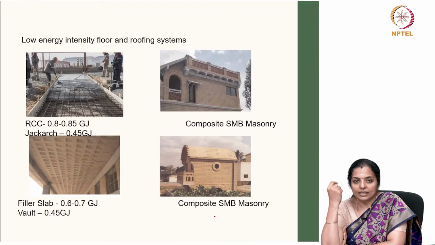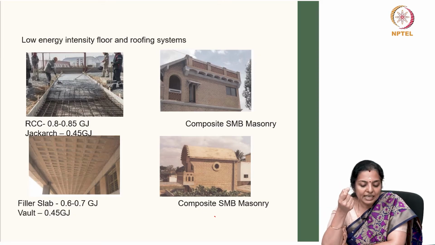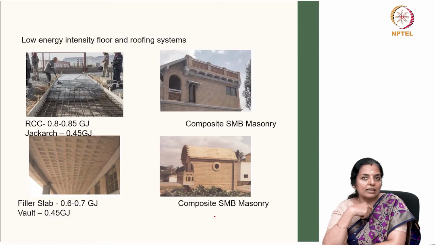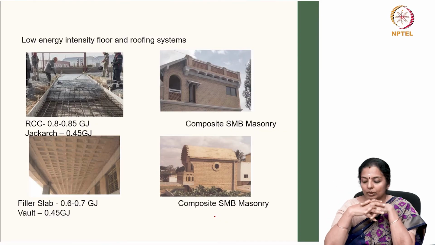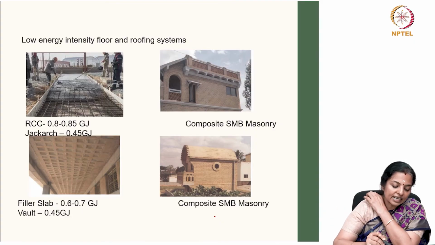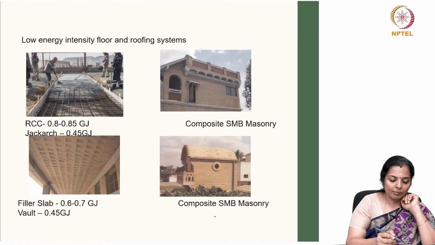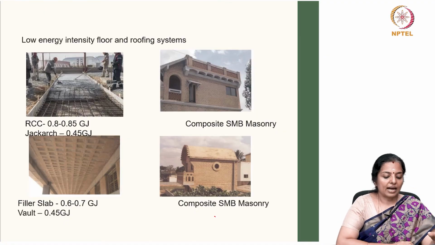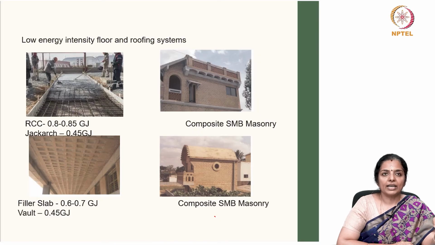We will quickly see a small gist of techniques, technologies that can further lower embodied energy. Now, the first case is a RCC slab. RCC is reinforced cement concrete slab. We will take an example of flooring or roofing systems. We will look at 4 systems and we will see their embodied energy.